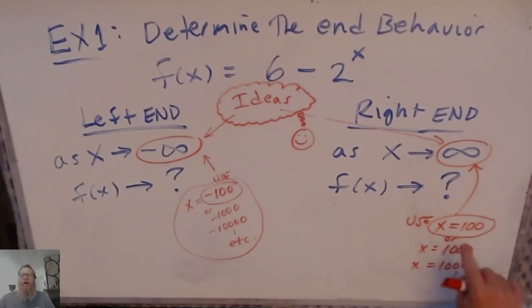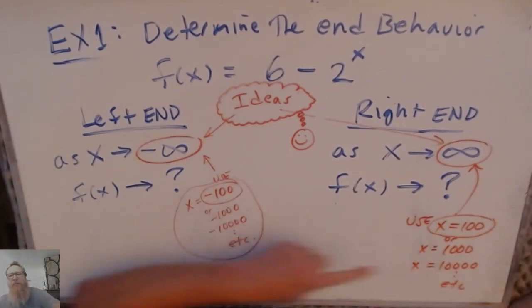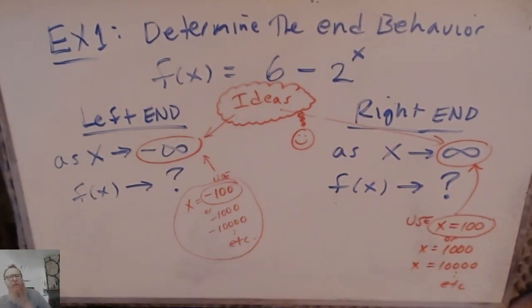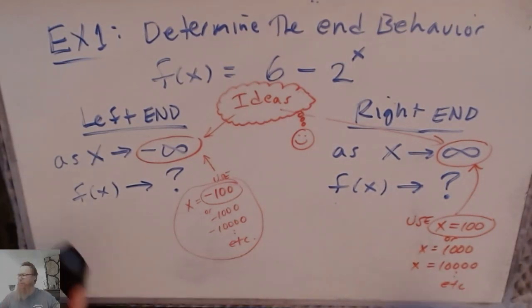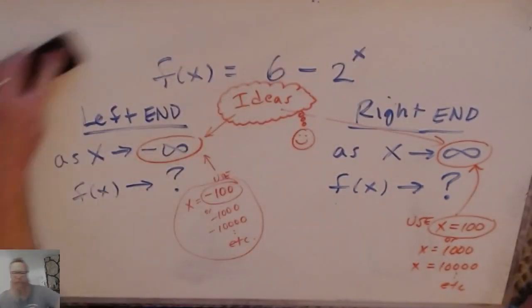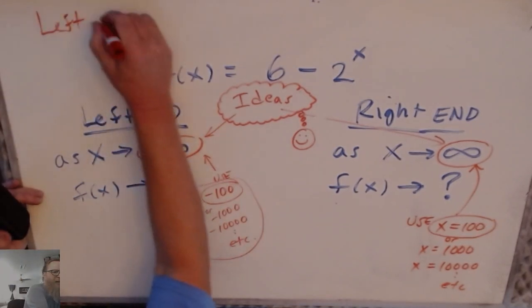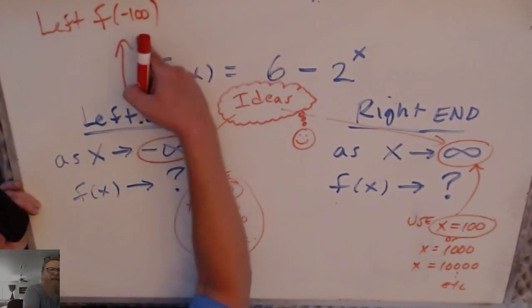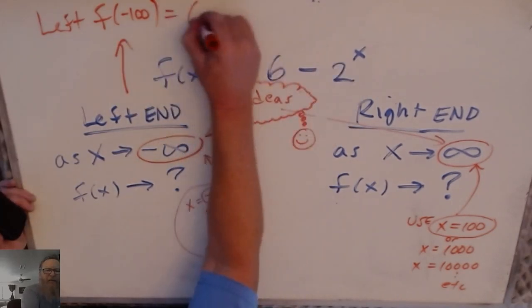I'm just going to use 100. I mean, if I'm going to get the same answer using 100 that I would get using 1,000 or 1,000,000 or 100 billion or something, I might as well just use 100. Okay. So come over here on the left side. Plug in negative 100. Sorry, we're doing the left side. Plug in negative 100 into this.